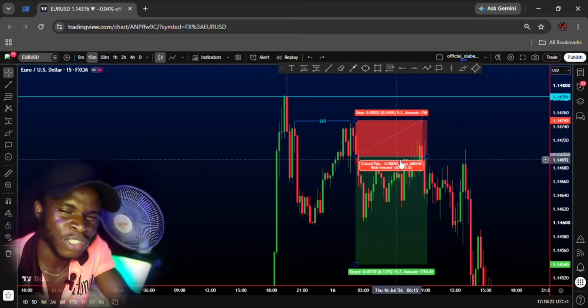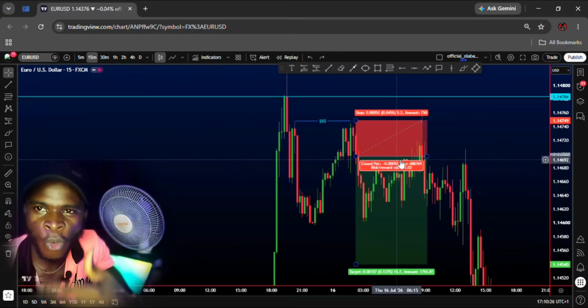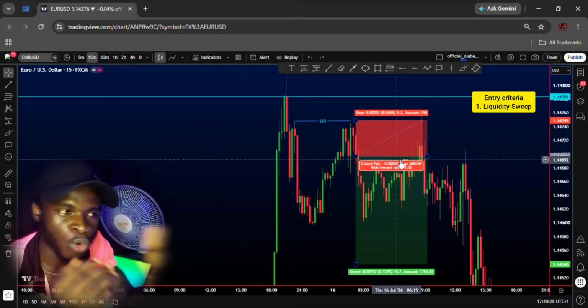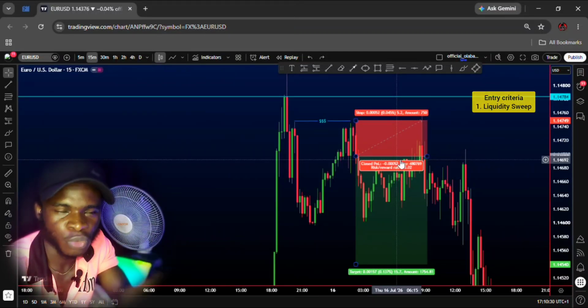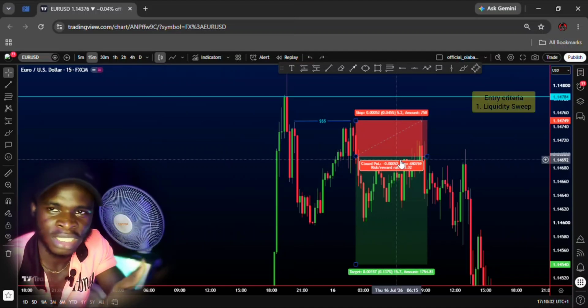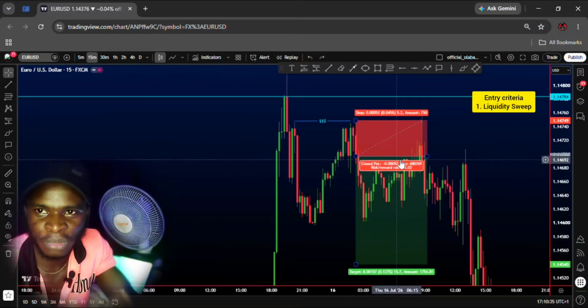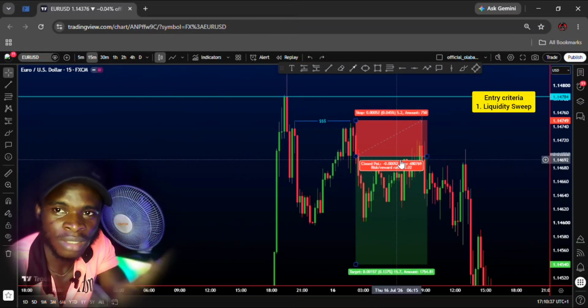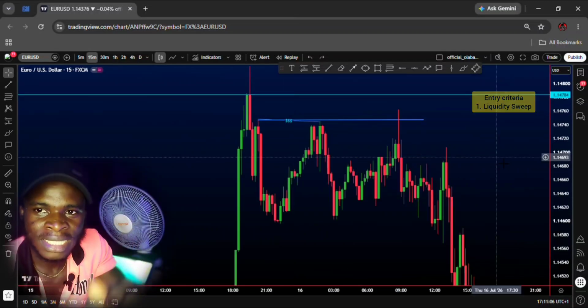This is where we want to be looking for our own entry, because now we have a liquidity sweep. Price has now grabbed the liquidity, has now grabbed some people's money. This is where we want to be looking for our own entry. What's the next thing we want to wait for?